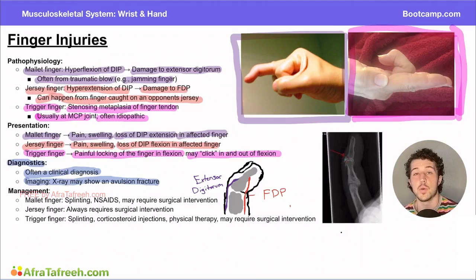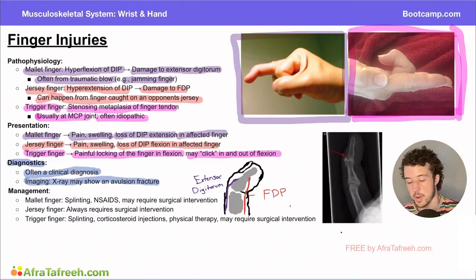So what is the injury with this patient? This will be mallet finger, which is from a hyperflexion. And that makes sense, right? If we had our distal phalanx flex down, then this extensor digitorum on the back is going to pull really tightly, and that's what's going to yank this little piece of bone off the rest of the finger.